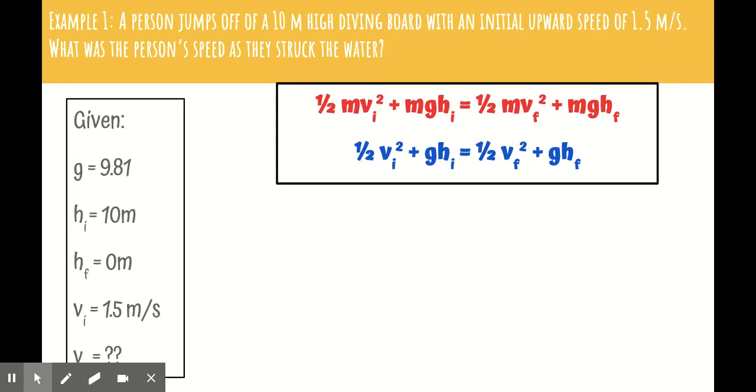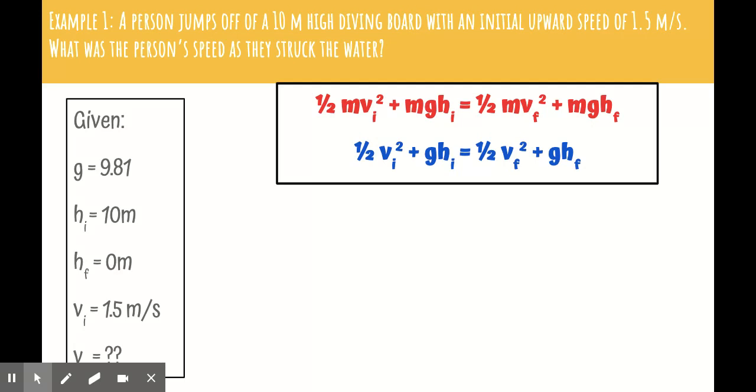All right, so here's an example. We have a person jumping off of a 10-meter high diving board with an initial upward speed of 1.5 meters per second. What was the person's speed as they struck the water? What we're given: we already know that gravity is 9.81, so that would be the g portion of this formula. We know the initial height is 10 meters. The final height is going to be 0 meters because that is where they hit the water. The initial velocity is 1.5 meters per second, and we don't know the final velocity yet.